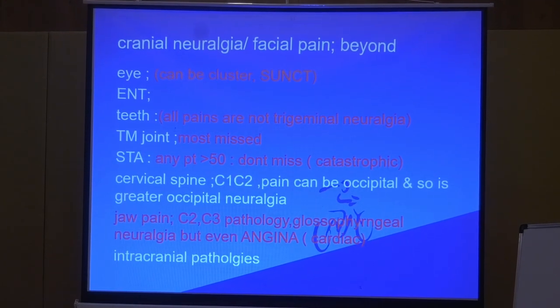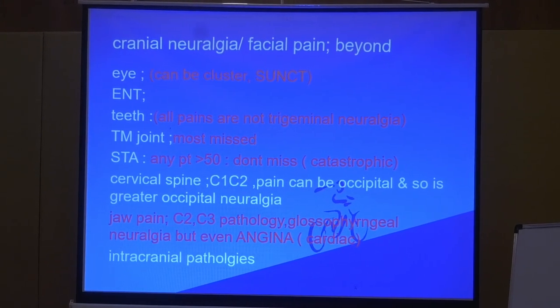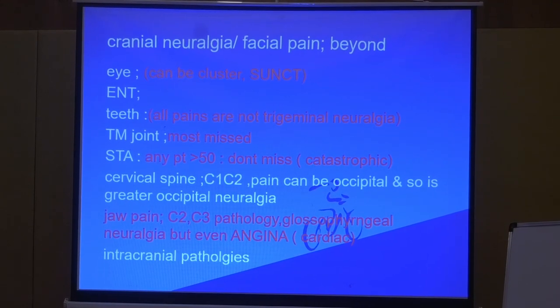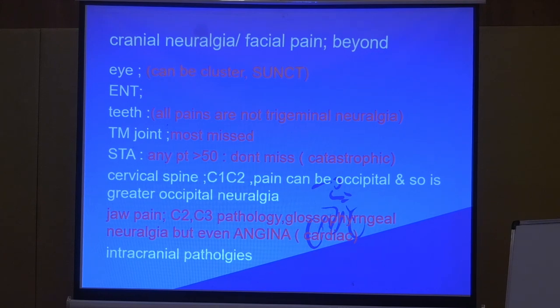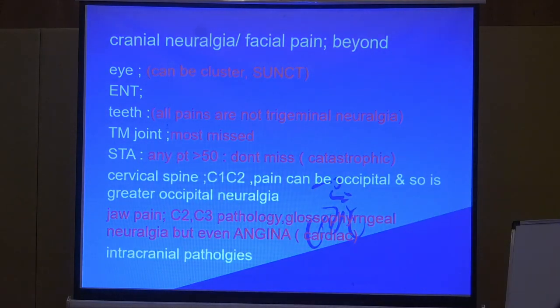Then there is the superficial temporal artery here. If you are dealing with a headache in a male above the age of 50, always look at the superficial temporal artery. Get the ESR and CRP. Otherwise, this man might land up with blindness anytime in future. This could be superficial temporal arteritis. That is why I said any new headache beyond the age of 50, be careful before putting a diagnosis of migraine. It could be the superficial temporal artery. A glaucoma would come.